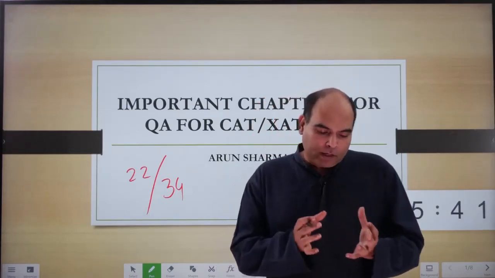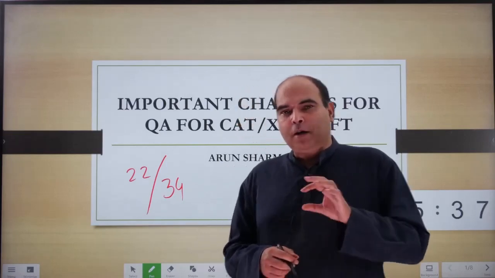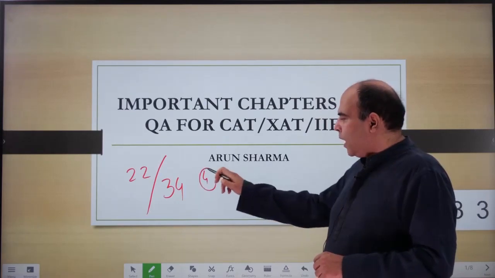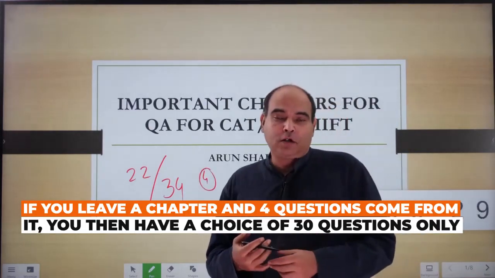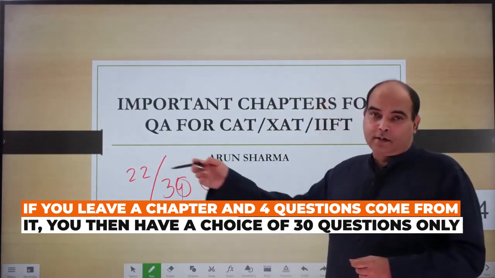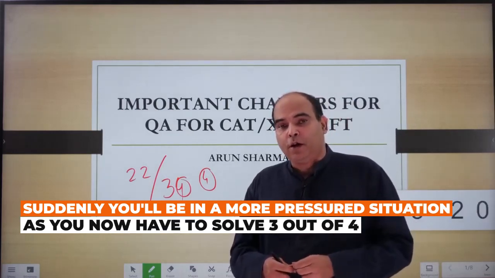But the moment you say, okay, this chapter I'm not doing, for example, CAT 2018 when this happened, a lot of people did not do the logs chapter and they gave 4 questions in the logs chapter. So what happens is when you have that, I have not done the logs chapter and there are 4 questions in the logs chapter in the exam, I am then solving only out of 30, and if my target is still 22, I am suddenly in a more pressured situation where I have to solve 3 out of 4.